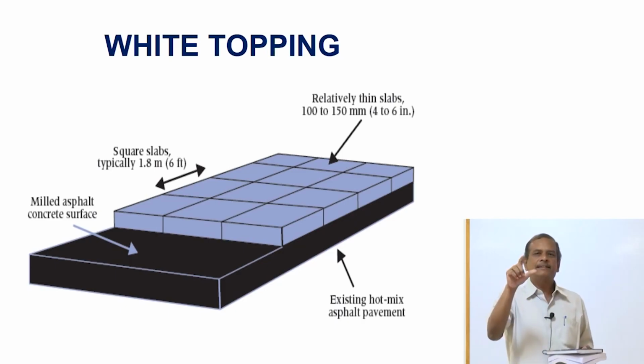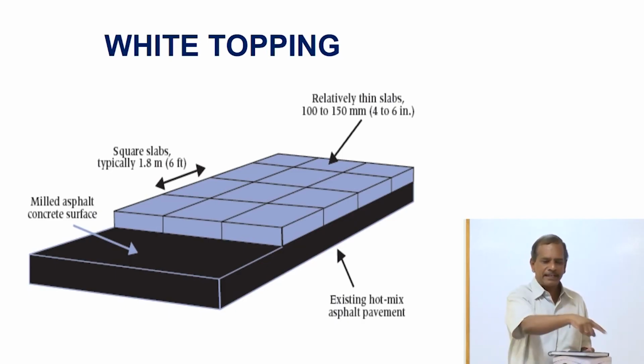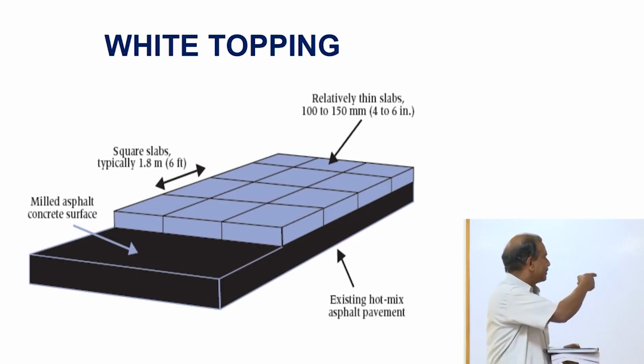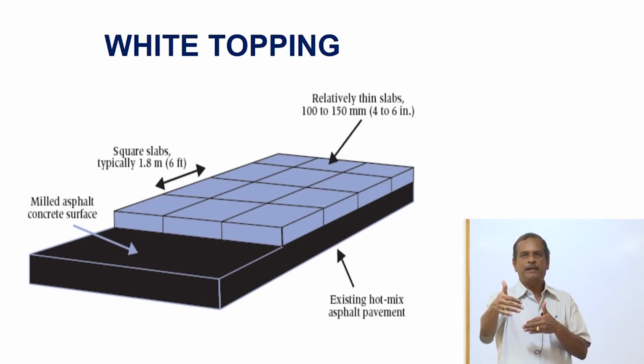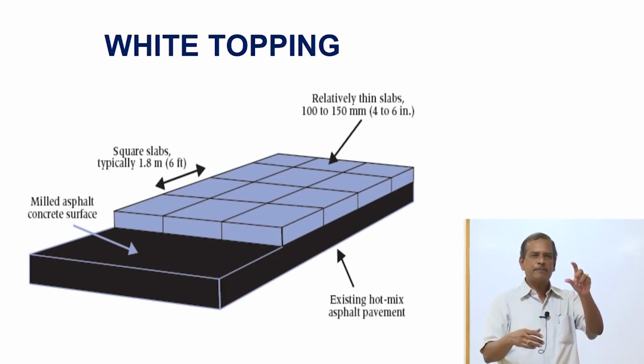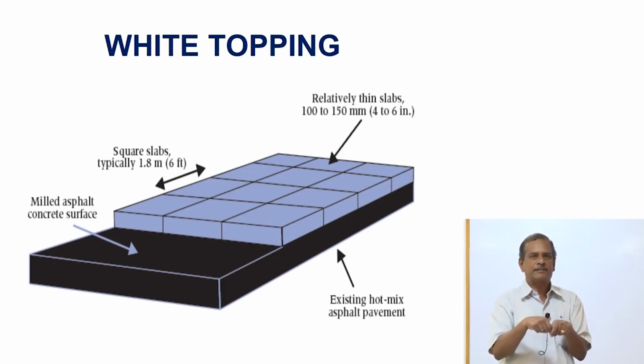So here again, as the thickness becomes less, the size of the panel also becomes less. As can be seen here, the size of the panel will be around 1.8 meters by 1.8 meters, or 1 meter by 1 meter. Thinner the pavement, smaller the slab size.